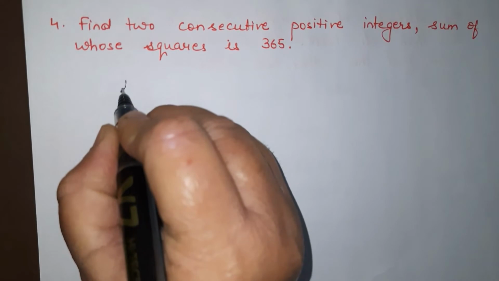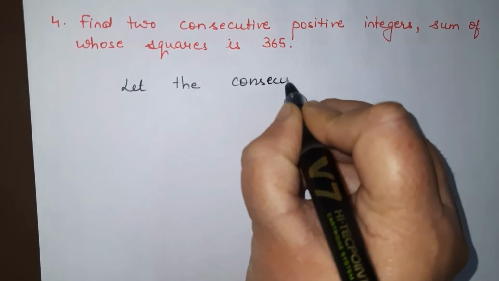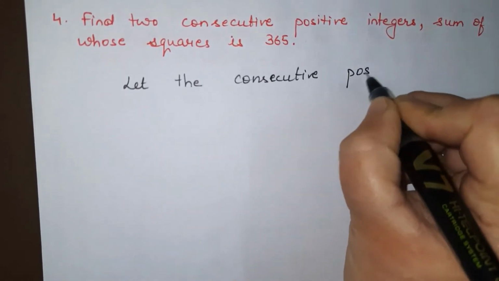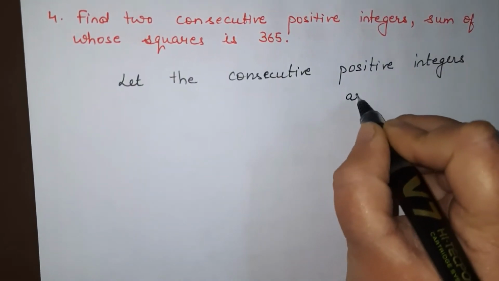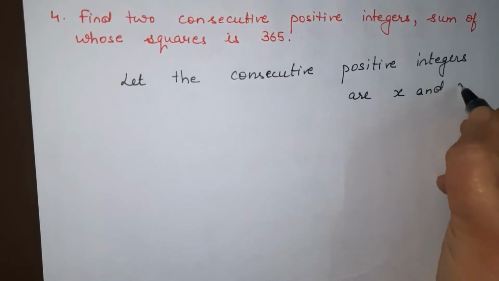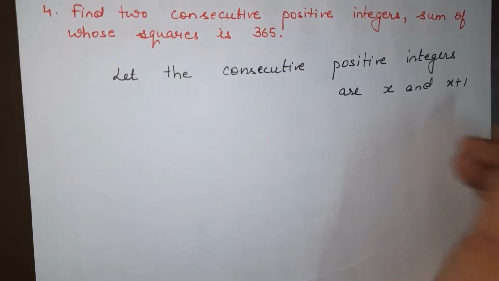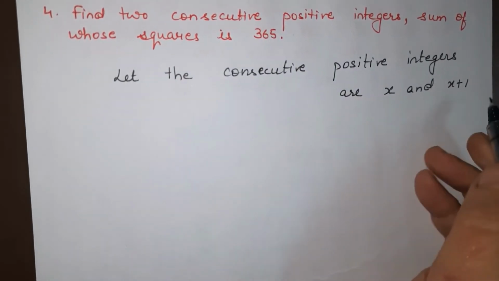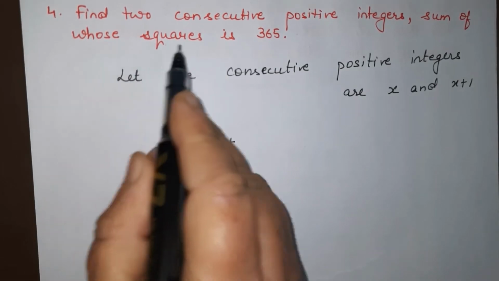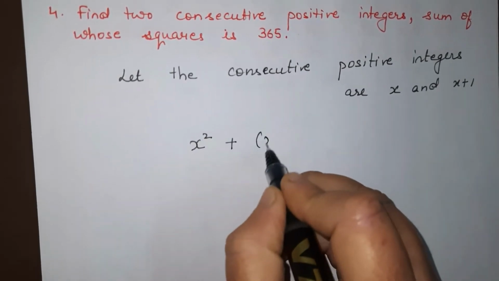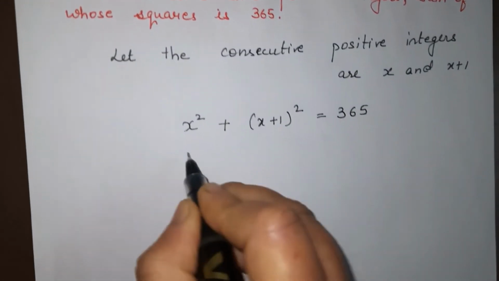So we will start with: let the consecutive positive integers are x and x plus 1. As I have told you, if one is 15, the other will be its next consecutive number, that will be 15 plus 1, 16. So consecutive numbers are taken like this. Now they are saying sum of their squares, that means squaring the numbers and then adding. The sum is 365.